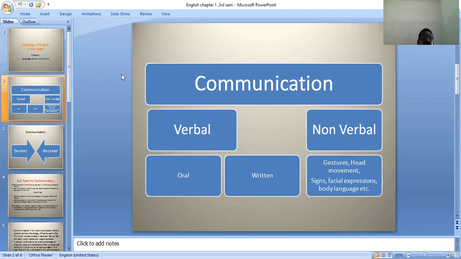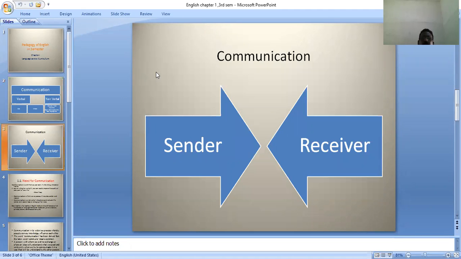Now come to know that communication involves two major components: sender and receiver. Here we can observe that the sender encodes and the receiver decodes.